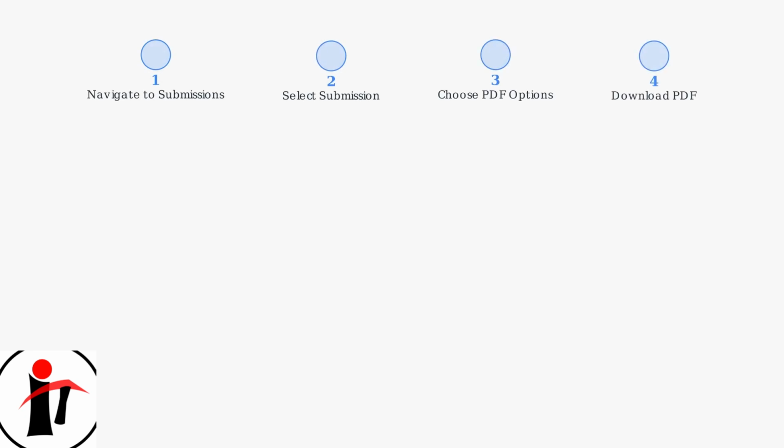JotForm makes it easy to download individual form submissions as PDF documents. This process involves 4 simple steps that preserve all your data in a professional format. Step 1. Navigate to the Form Submissions section in your JotForm dashboard. You can access this by clicking the View Responses button on your form.